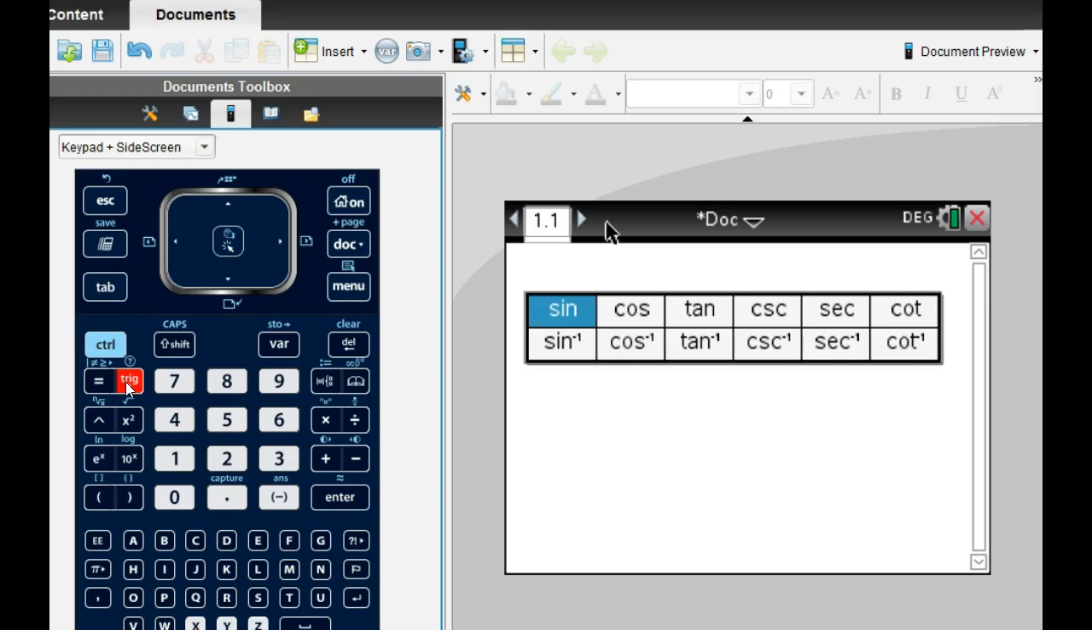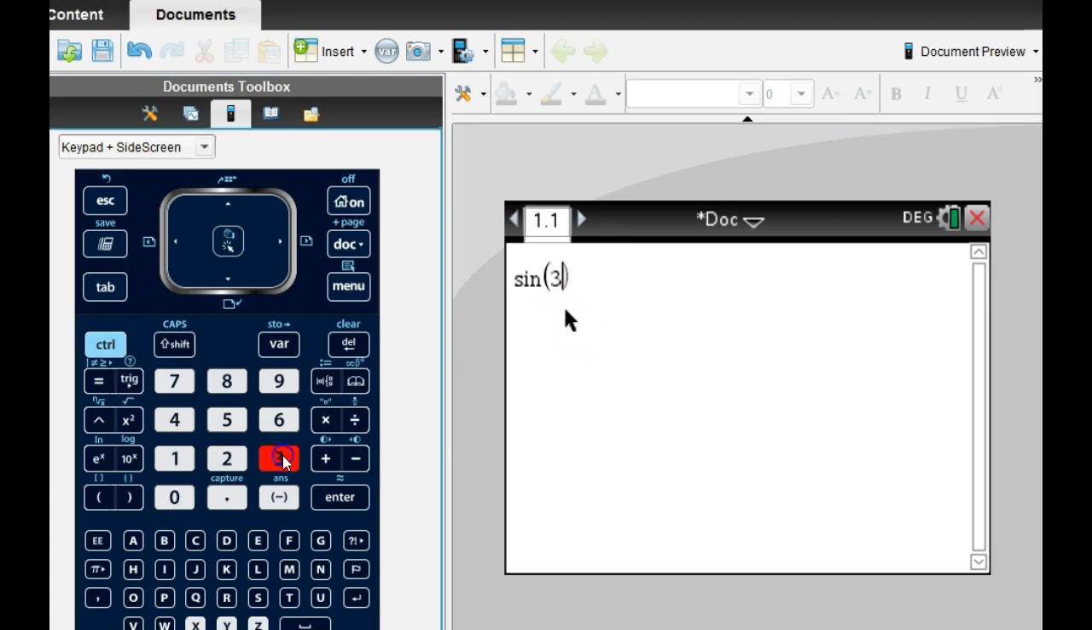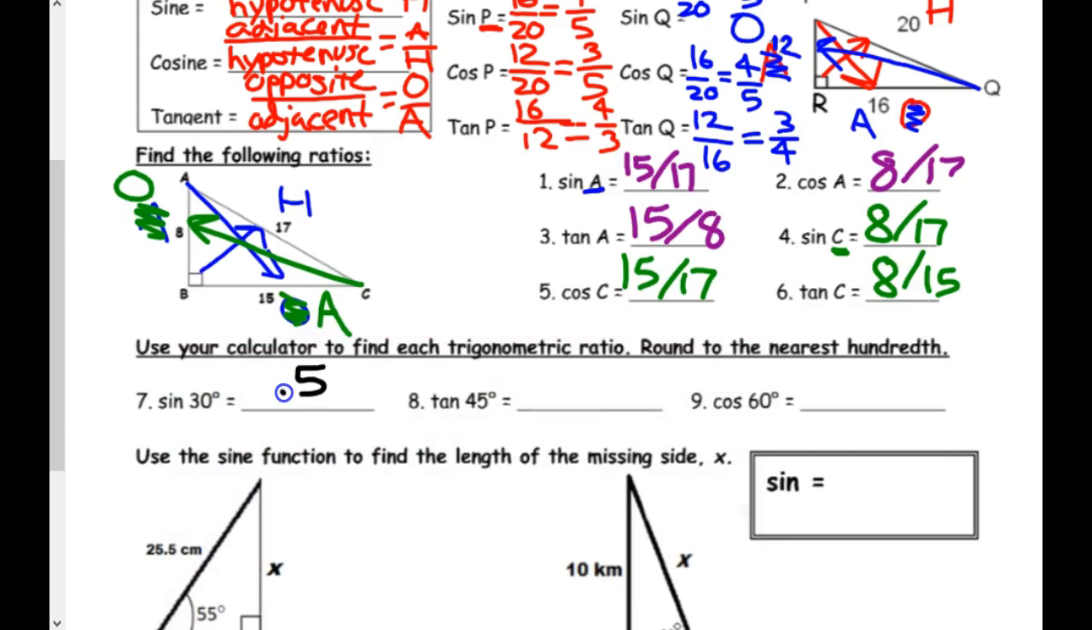You did. You got pilfered. Sine. And we're going to press sine 30. So we press that, we type 30, we hit enter, and we get 0.5. If you get something else, you're not in degrees mode. 0.5. Sine of 30. So we write that down. And now we do the next one.